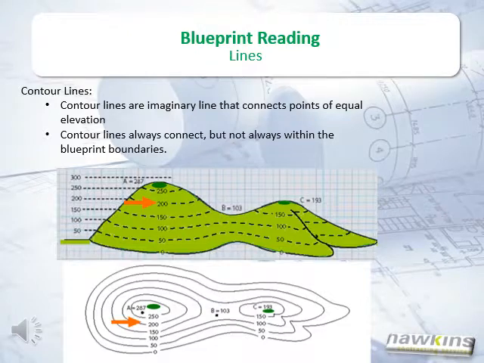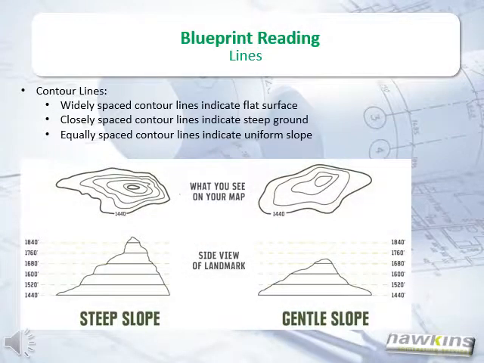Contour lines. Contour lines are imaginary lines that connect points of equal elevation. Contour lines always connect, but not always within the blueprint boundaries. More about contour lines. Widely spaced contour lines indicate flat surface. Closely spaced contour lines indicate steep ground. Equally spaced contour lines indicate uniform slope.